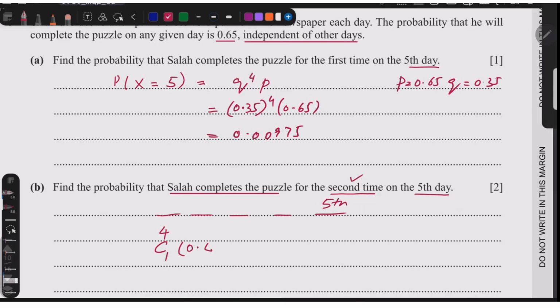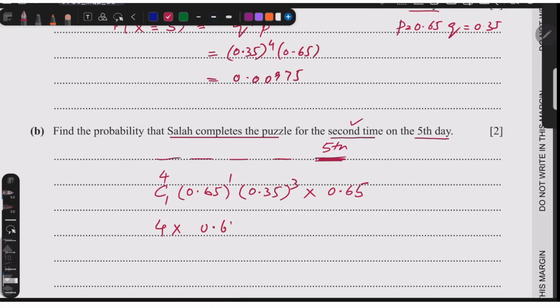And we take its probability by applying the binomial distribution to these first 4 attempts, and it is 0.35 to the power of 3. And on the fifth day, she has completed the puzzle for the second time. So for the second time, she has succeeded, so we multiply it with 0.65. So finally, it is 4 times 0.65 squared times 0.35 cubed.